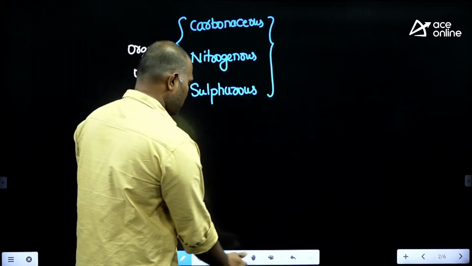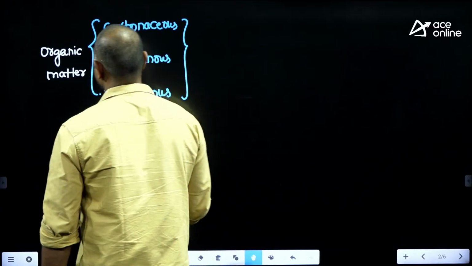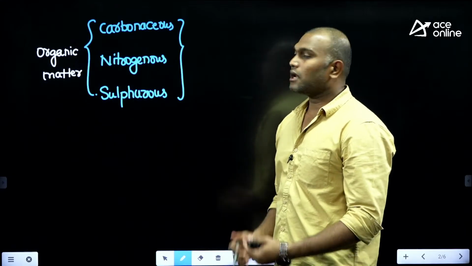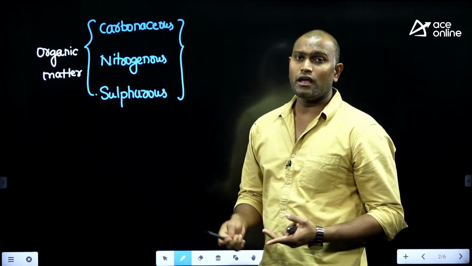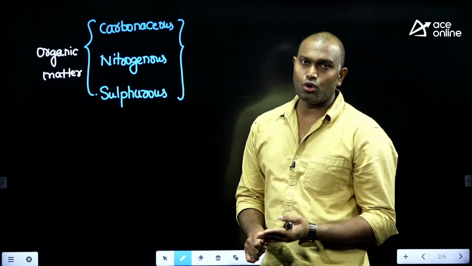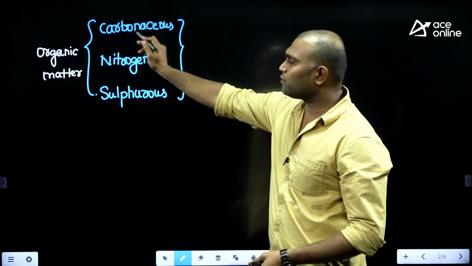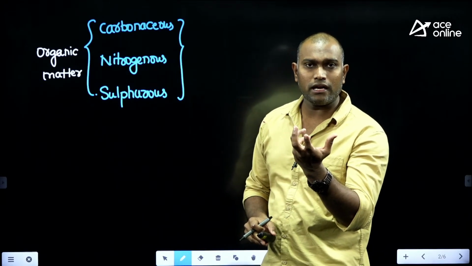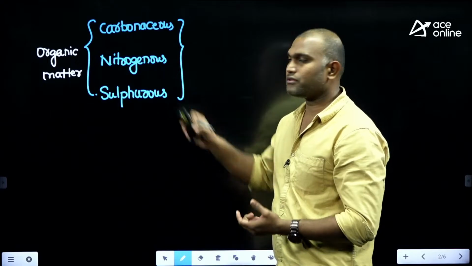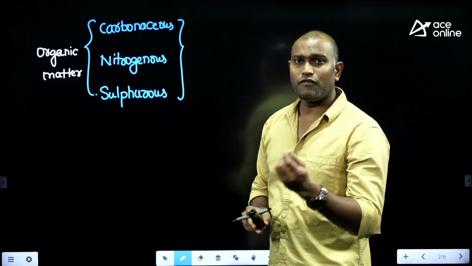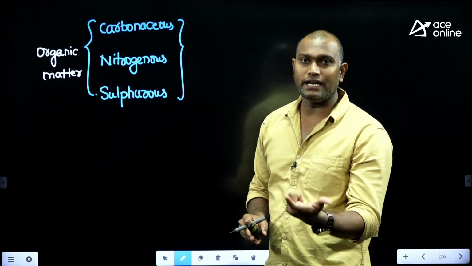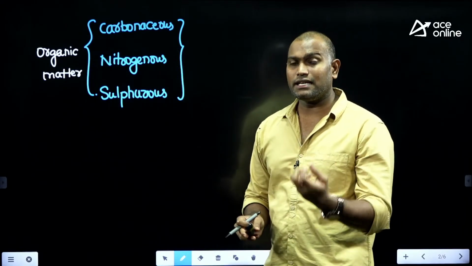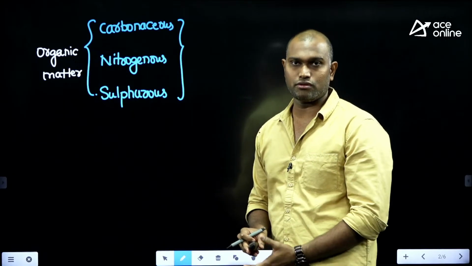So whatever carbohydrates and fiber content we eat, that all comes under the carbonaceous matter. It consists of carbs, fiber, starch, glucose. Nitrogenous matter is the protein content in the organic matter. Sulfurous means fats and oils. Apart from the carbonaceous, nitrogenous and sulfurous, there are certain types of aldehydes and acids also.